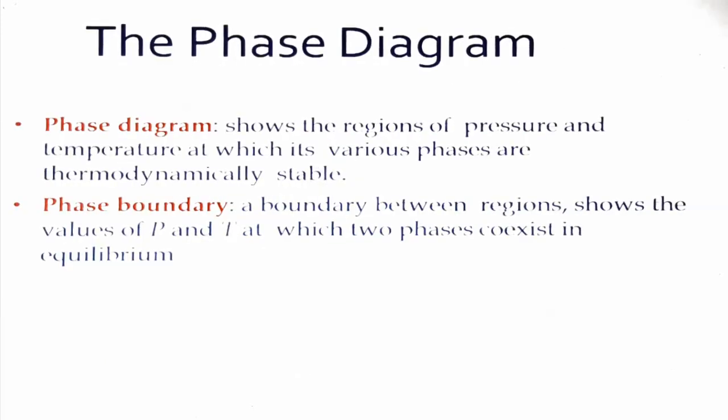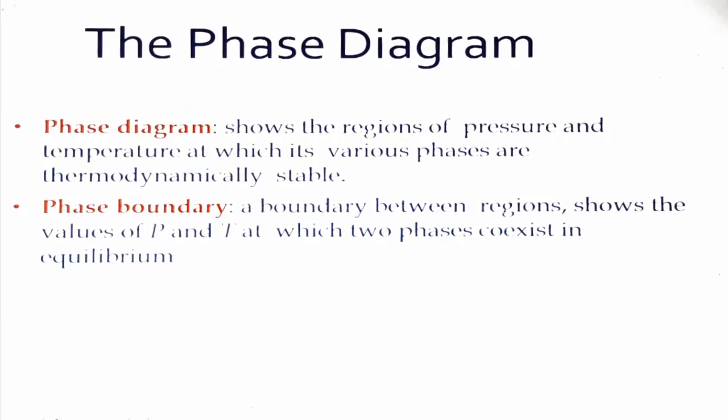So before starting water system, we have to understand 2 terms, that is phase diagram and phase boundary. Phase diagram shows the regions of pressure and temperature at which its various phases are thermodynamically stable. This we will see in phase diagram. Phase boundary, a boundary between regions, shows the values of pressure and temperature at which 2 phases coexist in equilibrium. So phase boundary and phase diagram, that whole thing we have to see in water system.